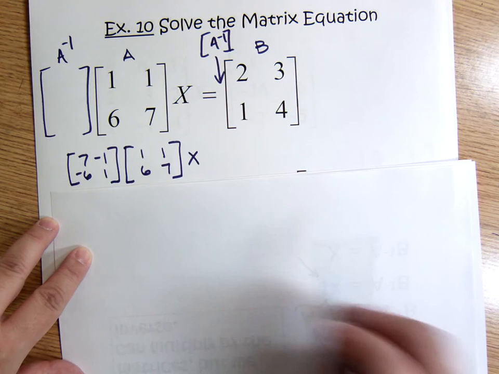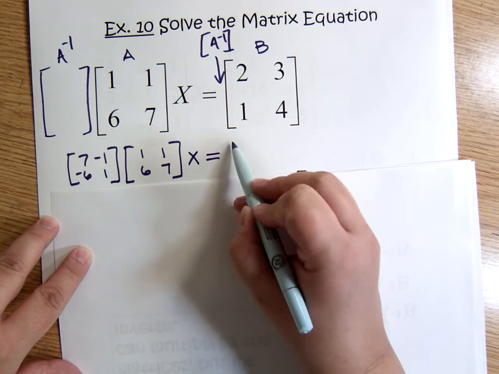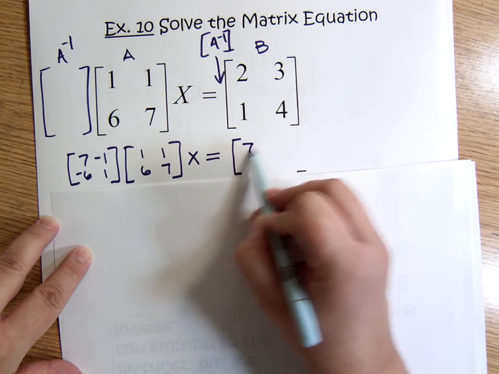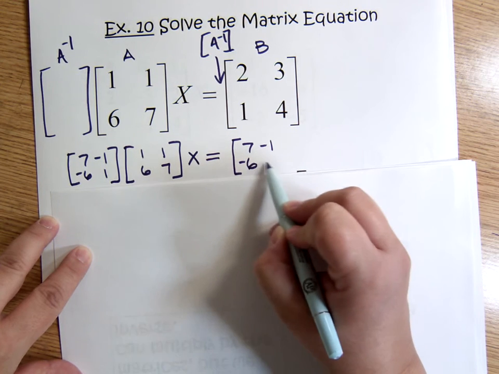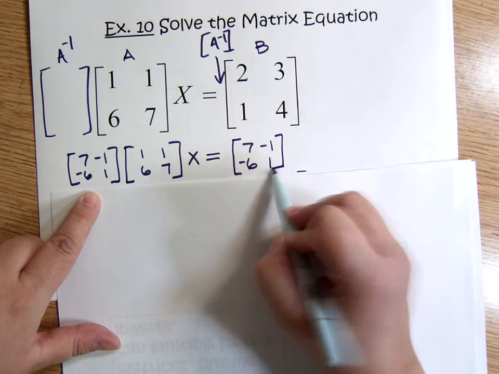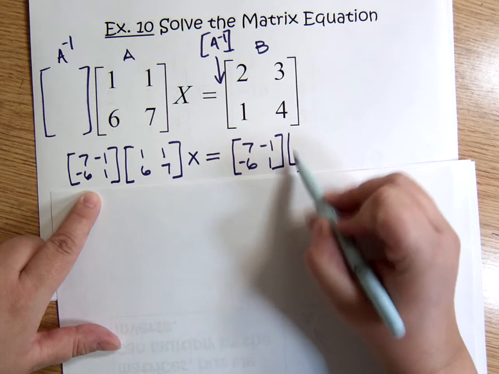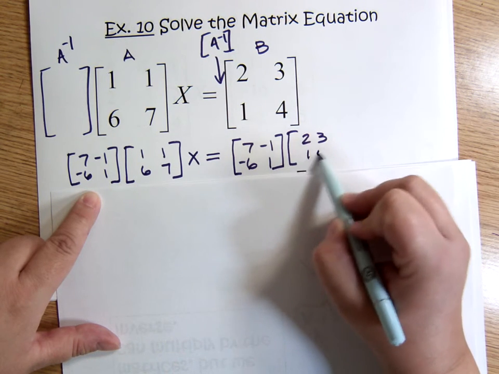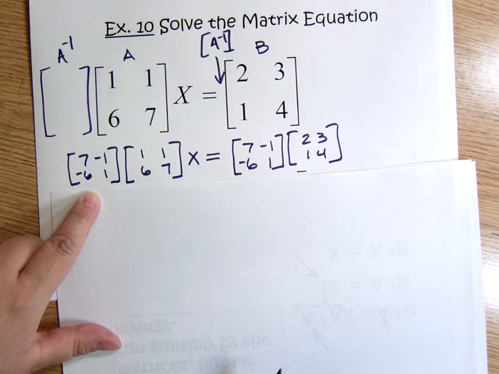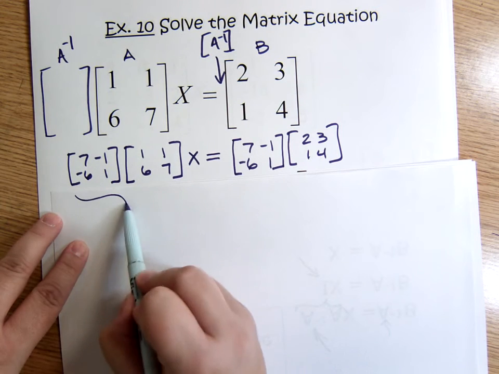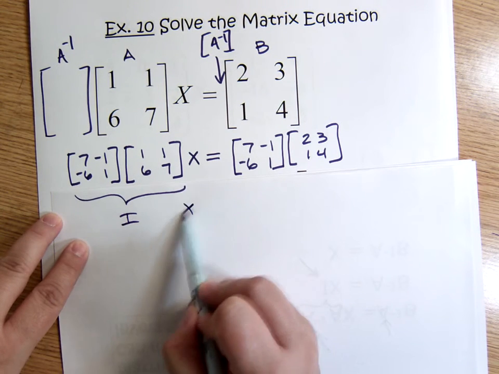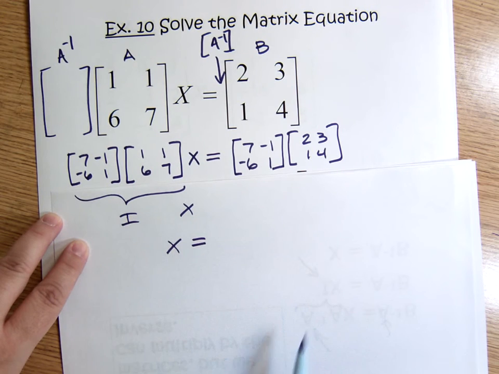It will. And on this side, we're also going to multiply in front, which is on the left. Same matrix we multiply by on the left here, times 2, 3, 1, 4. Okay, this is going to give me I, which just gives me X on the left.